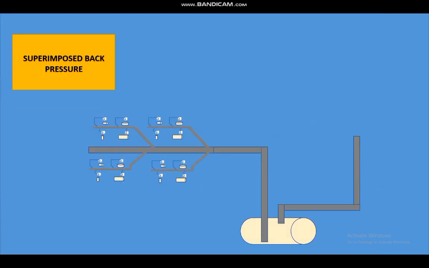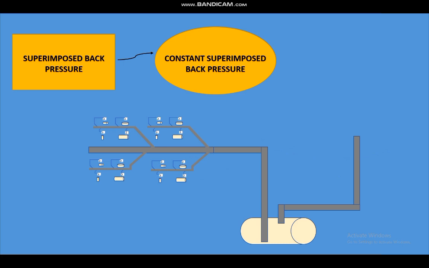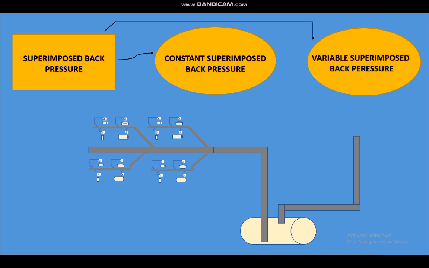Superimposed back pressure is of two types, constant and variable superimposed back pressure. Constant superimposed back pressure is mainly caused by the purge gas that continuously flows through the main flare header. This purge gas prevents air from entering the flare system, helping to avoid formation of explosive mixture inside the flare network. Typically, the purge gas pressure, or constant back pressure, is something between 0.2 to about 0.3 bar gauge.